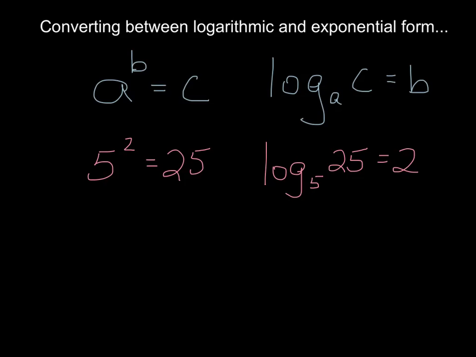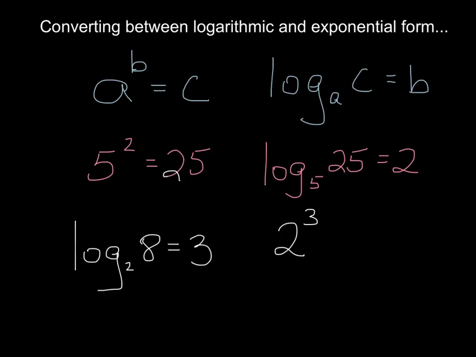And going the other direction, let's say we had log base 2 of 8 equals 3. To write that in exponential form, we start with the base, so we start with 2. We go from the base to the exponent here, so 2 to the third. 2 to the third should be equal to 8.